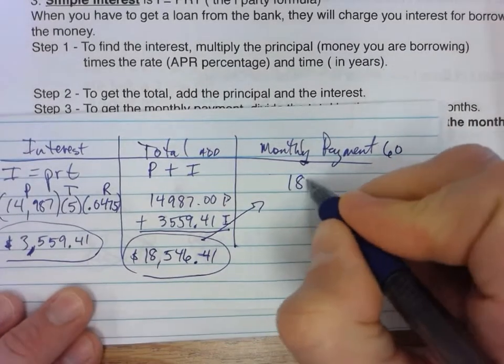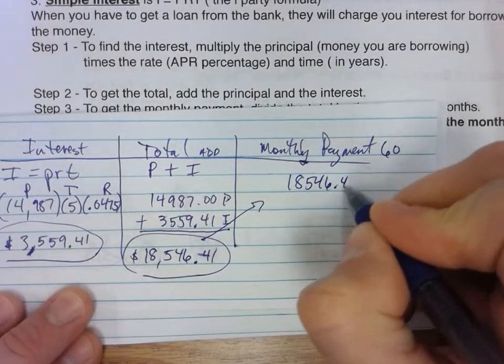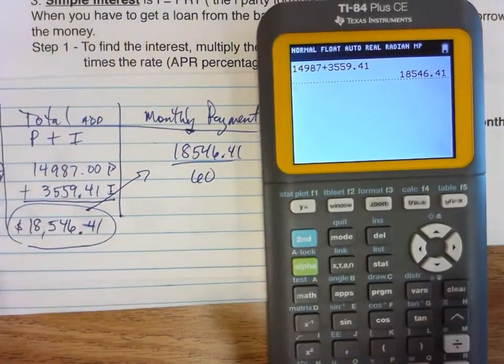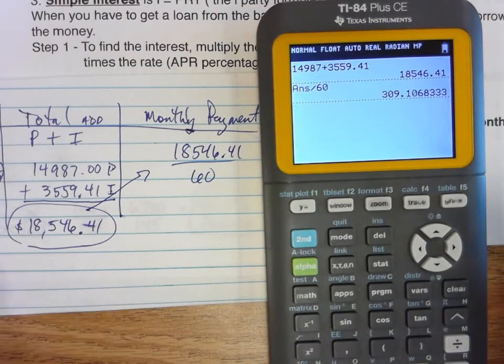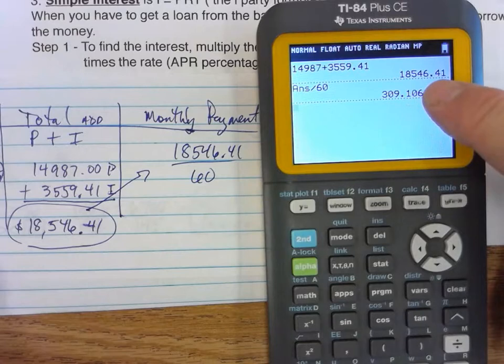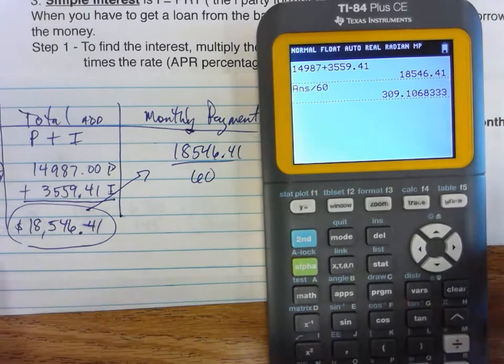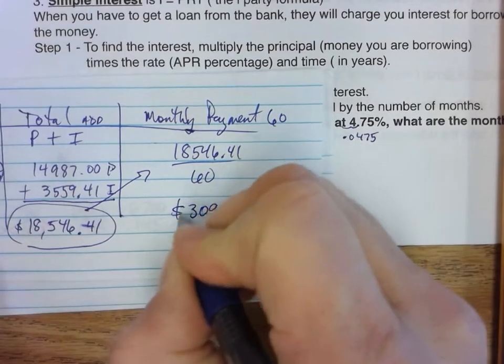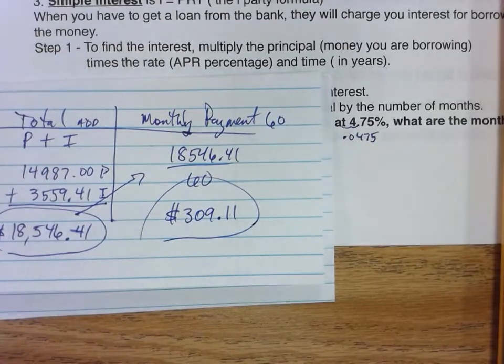So $18,546.41 divided by 60. And I can just keep that number on my calculator right there and divide it by 60. And that looks like I'm going to be paying $309 and that's a 10 with a 6 after it. So since there's a 6 right there, that's 5 or higher. So it means that's going to be $309 and not just 10 cents, but $309.11 because I have to round it up. $309.11. Okay, so we're about halfway through this, and you can see we've got those.